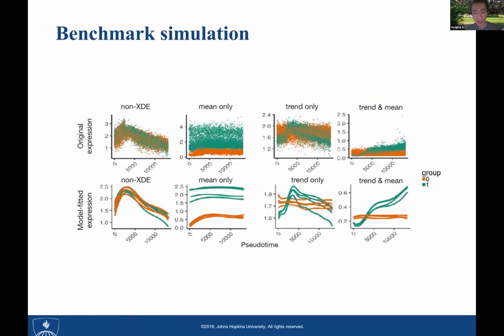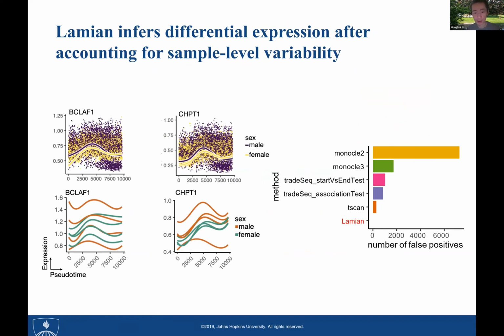Instead, I'm going to directly go to some benchmark results to hopefully convince you that Lamian actually provides some unique advantages compared to the existing methods. And first, as I said, by considering sample level variability, we actually can eliminate a lot of false positives.